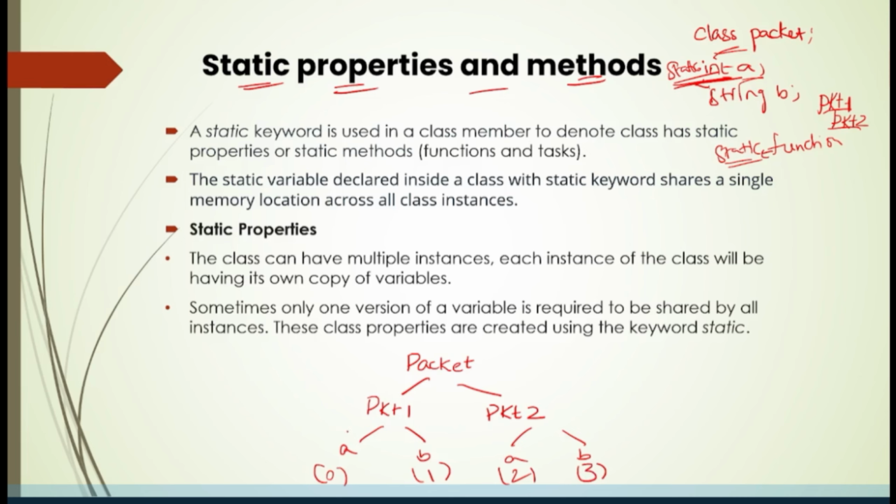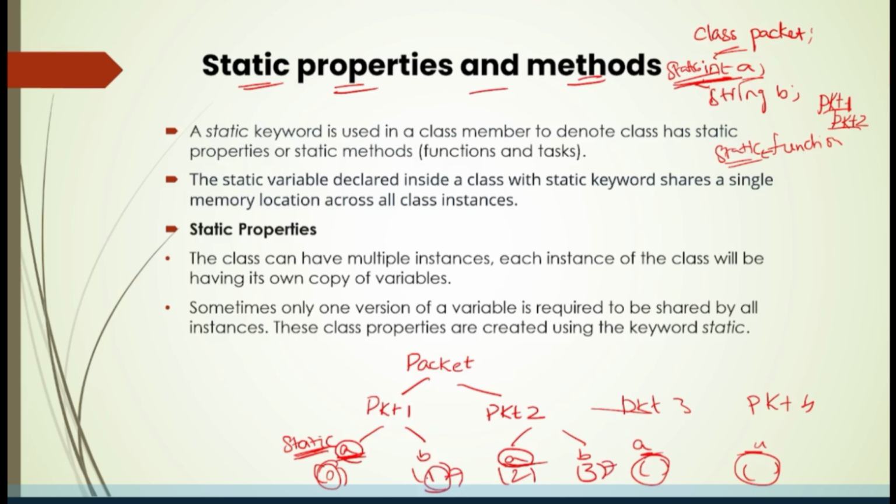Now when you are making this particular A static in nature, what happens is the memory of A is shared among all four packets, like 3 and 4 also. That means there will be the same memory location for all the A's within the four packets. Got my point? But B will have its individual memory location.